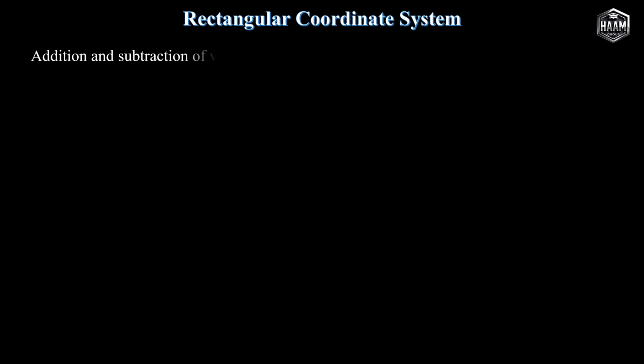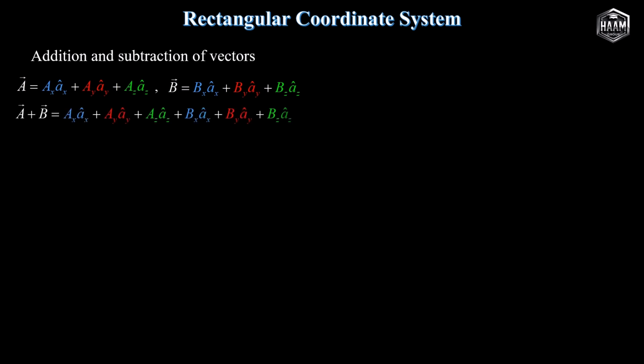Addition and subtraction of vectors. Let vector A equal A_x a_x plus A_y a_y plus A_z a_z, and let vector B be defined as shown here. We wish to find the sum of these two vectors. If we group together the components along each common direction in vectors A and B, we see that the components sharing the same direction are added together, and the result is the sum vector.